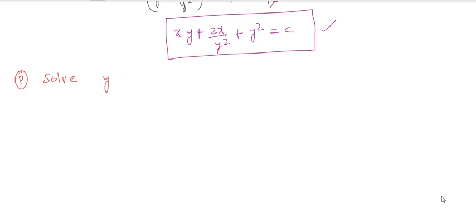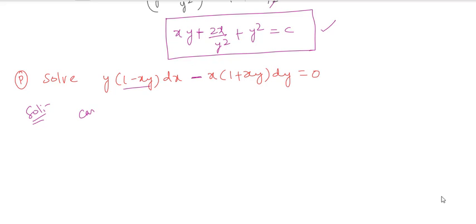Solve y(1 − xy) dx − x(1 + xy) dy = 0. This is that one. Now check it out. This will be applicable for what? Case 2, right? y f(x, y) dx + x g(x, y) dy. For understanding, I am just making this criteria. So this is case 2.